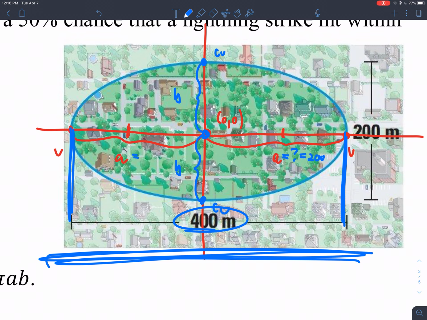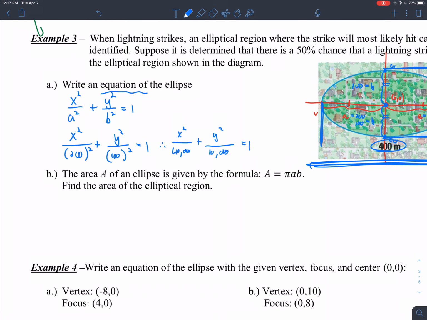What's this distance? Well, they told me that the distance from one co-vertex to the other is 200, so I know that the middle bisects the minor axis, then this is 100, because 100 plus 100 gives 200. So then this distance will be 100. And then you can just write the equation. X squared over, I think that's 40,000, plus y squared over 10,000 equals 1. Okay, and then write the area, and now they give you the formula for the area.